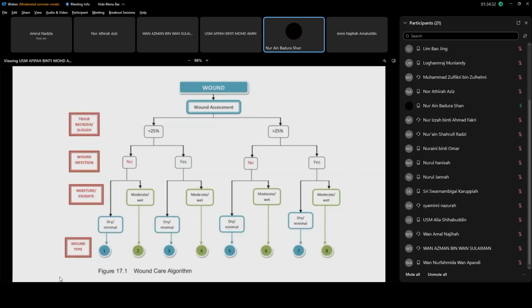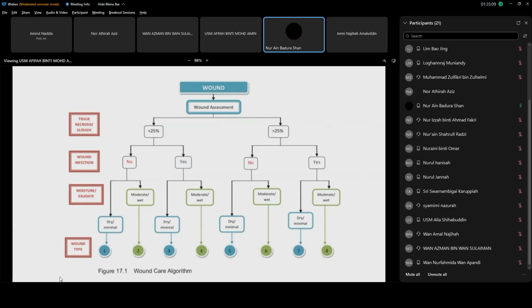So principally, first is necrotic tissue. We want to know whether the wound has slough or not, necrotic or not. Generally, if the wound has slough, we will need to debride the wound. Next is infection. We want to know whether the wound is infected or not, because we want to know whether this wound needs antibiotics or not. Usually for non-infected, we do not need antibiotics. However, for infected, it must have antibiotics.